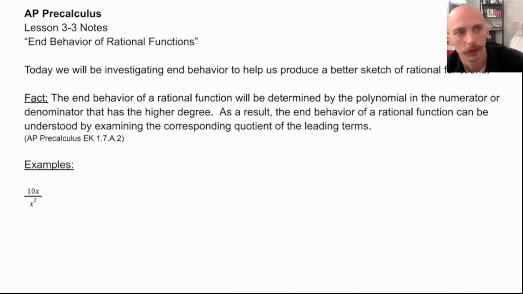Now back to the notes, the key fact here, this is one of the AP Pre-Cal essential knowledges, is that the end behavior of a rational function will be entirely determined by basically the degree of the numerator versus the degree of the denominator. And as a result, the end behavior of a rational function can be understood by examining the corresponding quotient of the leading terms. I'm going to be very explicit about what they mean by that, going forward through these notes, but it seems like this is the officially approved AP Pre-Cal technique for determining end behavior of a polynomial, so I'm going to do it that way. I am going to also show you a probably more mathematically legitimate way of showing that these things are true.